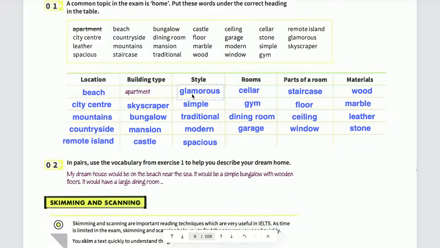Glamorous means luxurious and modern. Yeah, kind of, yes. But we understand it as very attractive. You can understand it as attractive in a special way, because it's very special. It's very beautiful. Things like that. Okay, special, beautiful, glamorous. Okay.